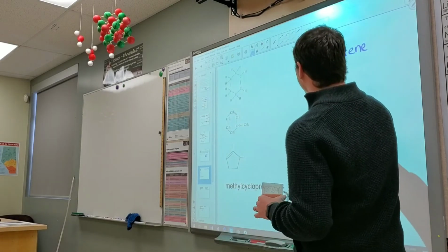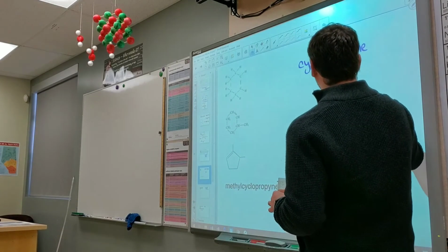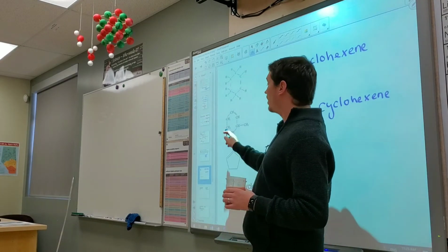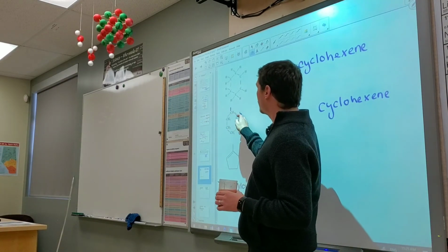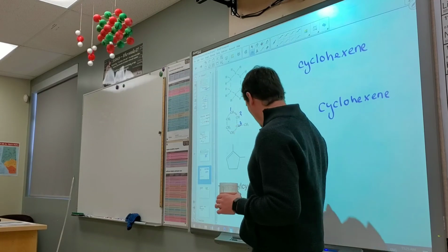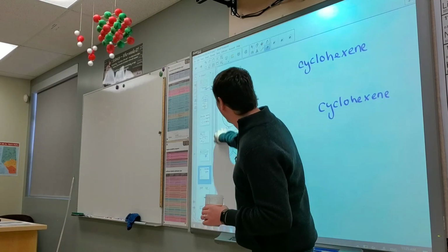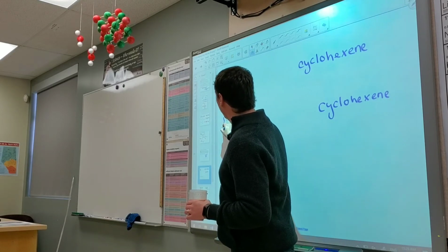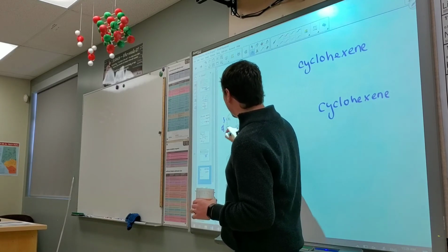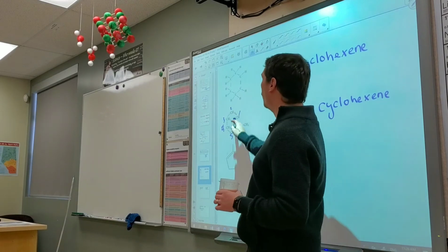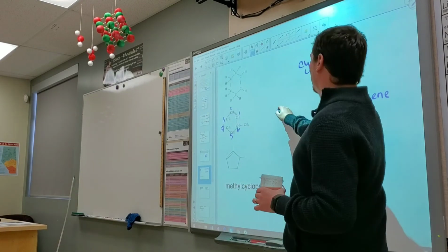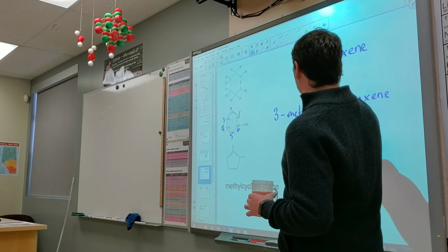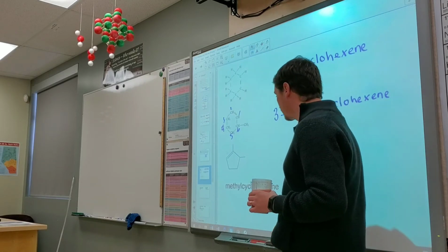This one, how many carbons in the parent ring? 6. So it's still cyclohexene, but do you want to start numbering it 1, 2, 3? Or 4, 5, 6? No. So 1, 2, 3, right? Yes. 3-methylcyclohexene.